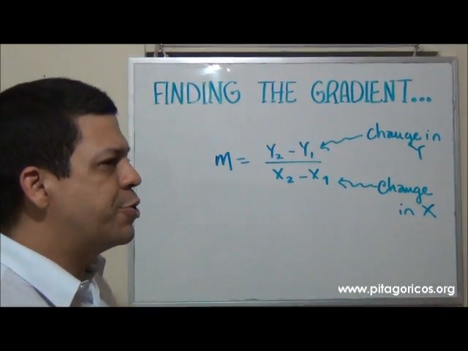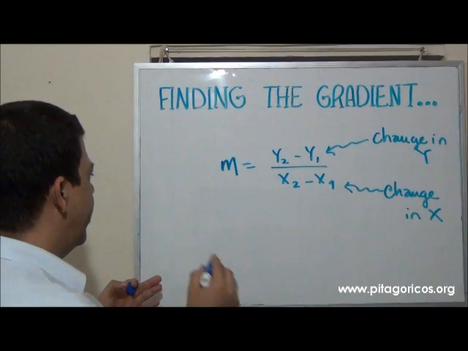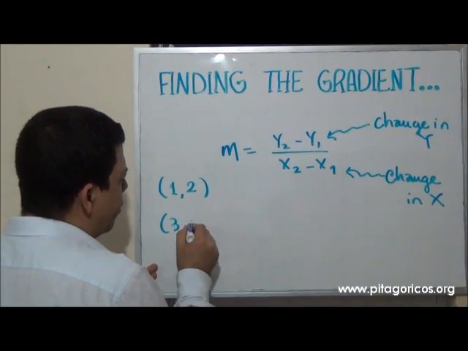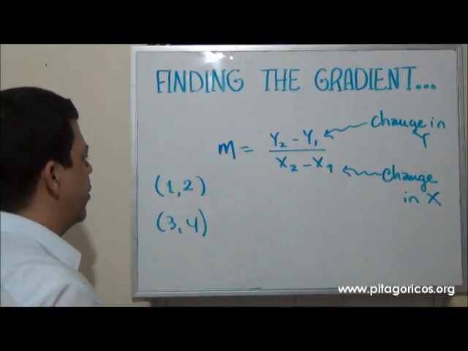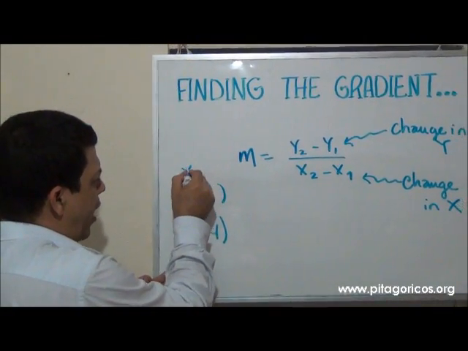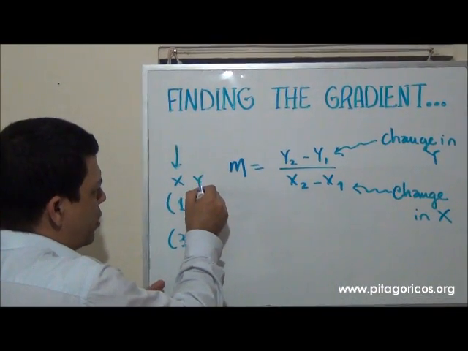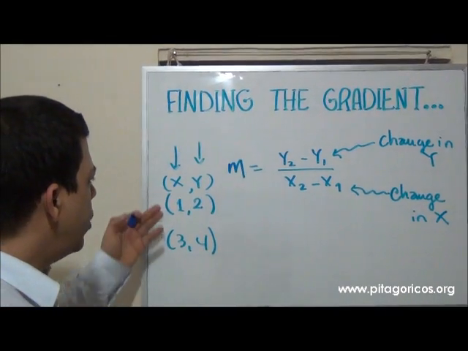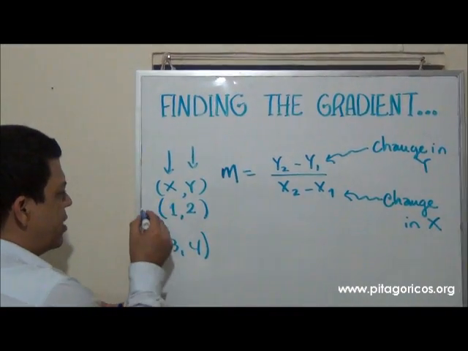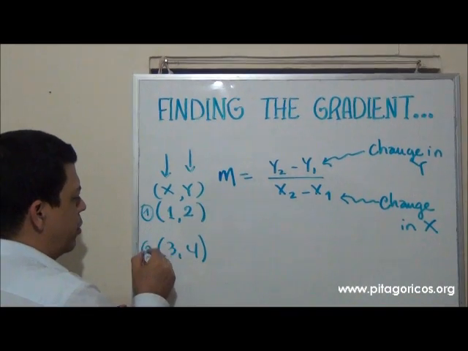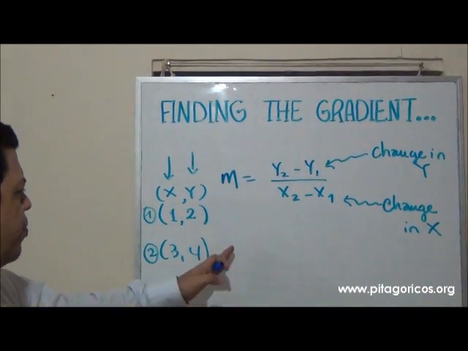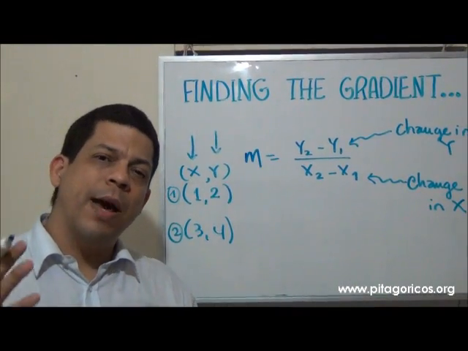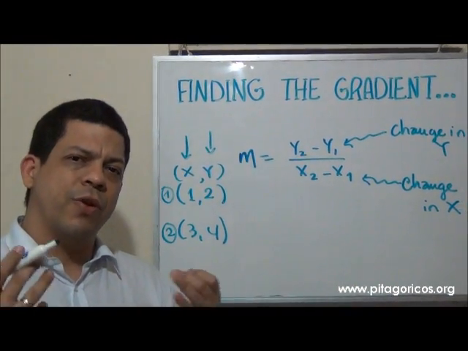So I am sure that many of you are wondering, for example, if I have 1, 2 and 3, 4, how to find the gradient here? We all know that these are the x values and these other ones are the y values, because all the coordinates are the same. But which one do I put first? This is my point 1 and this is my point 2. And why not the opposite? This is point 1 and this is point 2. What I am going to show you in this video is that no matter the order you use, the answer is always going to be the same.